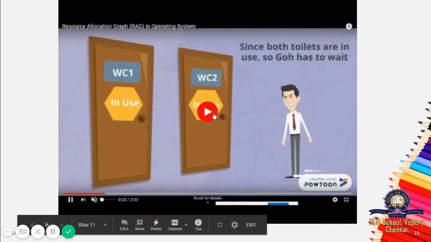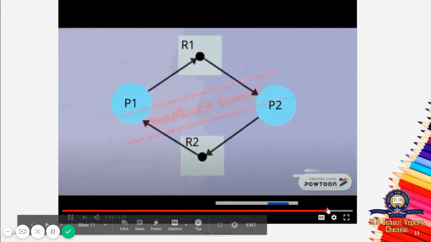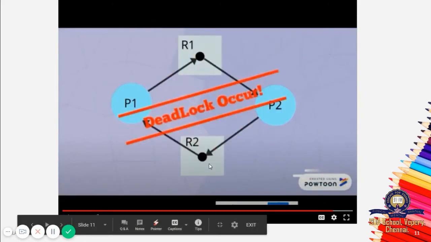Once again, we'll see the last part. Once again, look at this. Process 1 is holding resource 1. Process 2 is holding resource 2. Process 1 needs R2, process 2 needs R1. What happens then? If the person needs R1 and that is needed by another person, then the deadlock occurs. So what has to be done? Another resource should be given to process 2. Then there won't be any deadlock here.